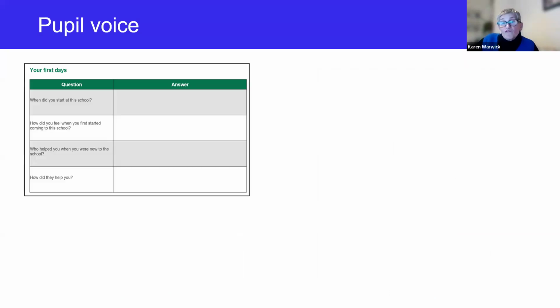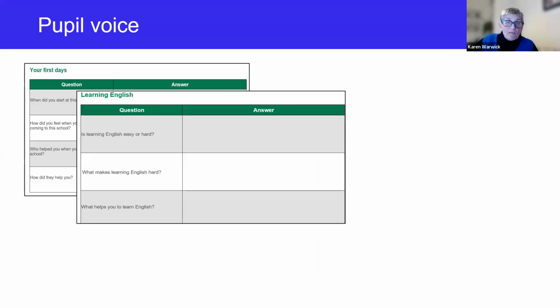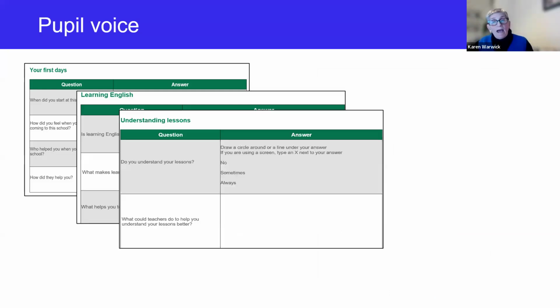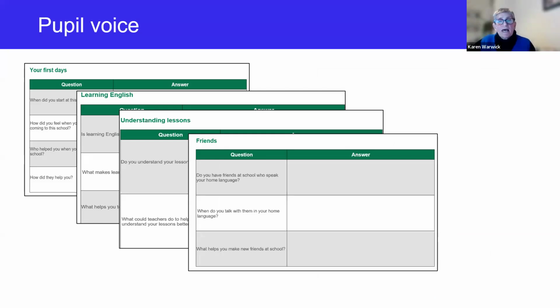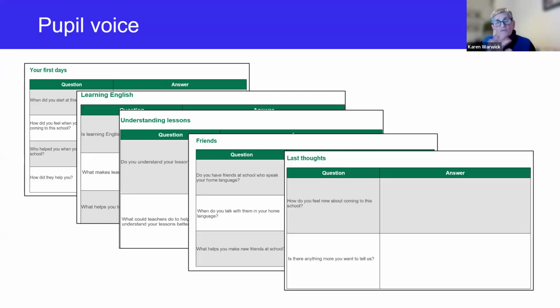The suggested questions are divided up into the following categories. We've got questions about your first days, questions about learning English, questions about how well you understand your lessons, questions about friends and friendships, and some last thoughts. Both primary and secondary follow this format.